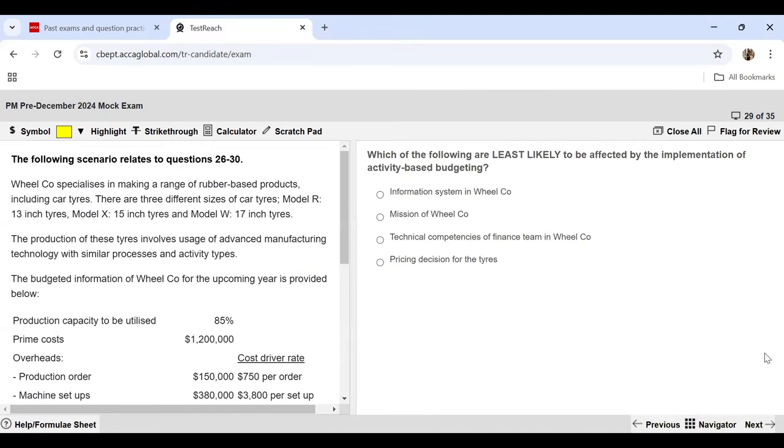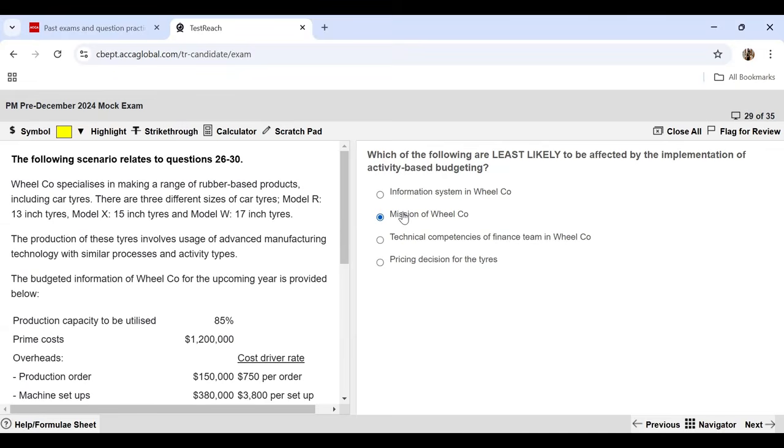Moving ahead to question number 29. Which of the following are least likely to be affected by the implementation of activity-based budgeting? Information systems will definitely be impacted, because now that you are doing activity-based budgeting, you will require more detailed information. So information systems will probably need to be modified. Then mission of the company. Mission of a company always and always remains the same, no matter what kind of policies you bring in. You are doing it all to achieve one mission which you have set right at the beginning.